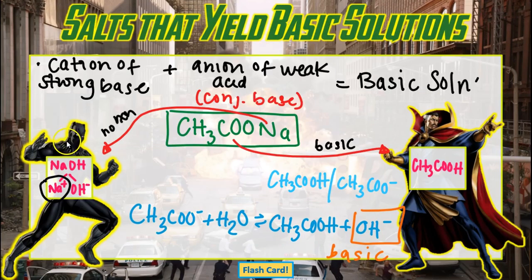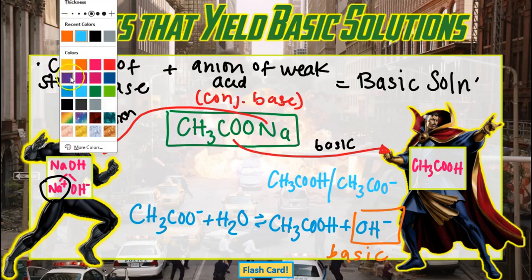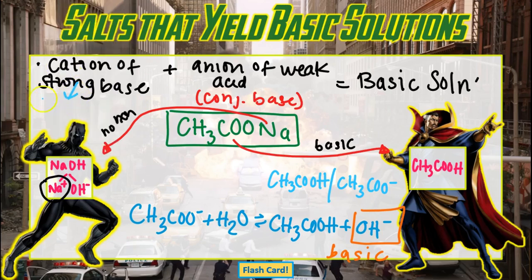And next, we have salts that yield basic solutions. So for a basic solution, we need the cation of a strong base. And the cation of a strong base, we know is not going to have any reaction like we saw before, right? And then we're going to need the anion of a weak acid. So the anion of a weak acid is going to be its conjugate base. And when you have the cation of a strong base and the anion of a weak acid come together, you're going to form a basic solution. So let's get an example salt.